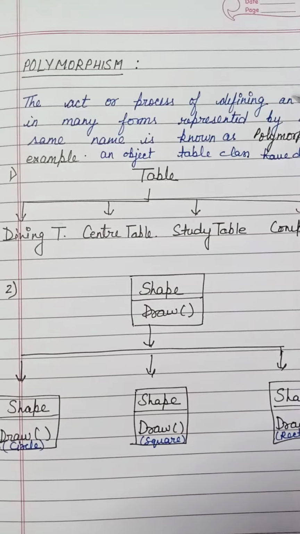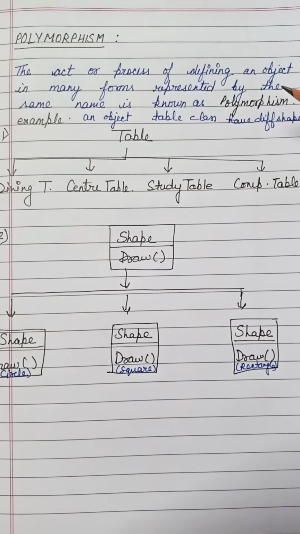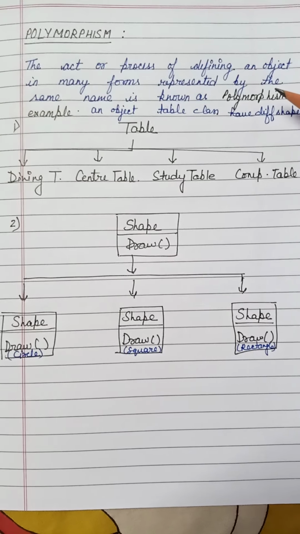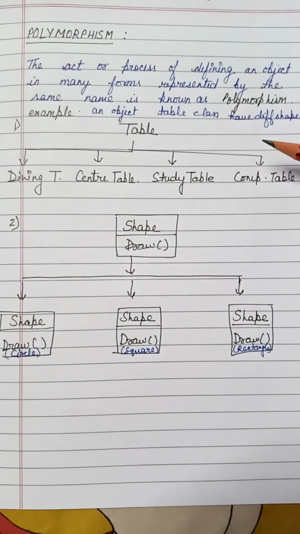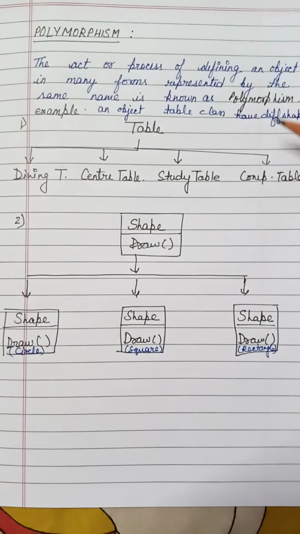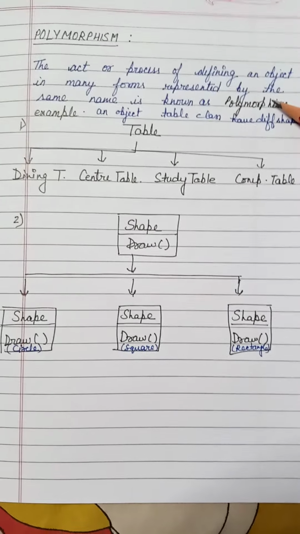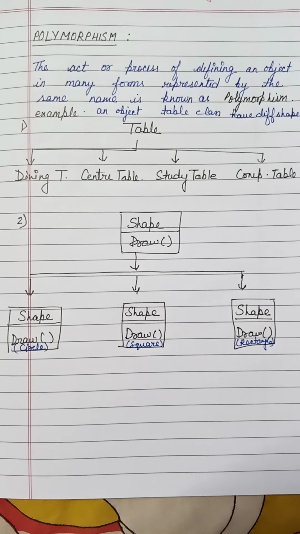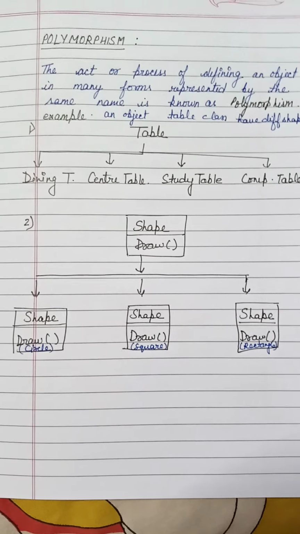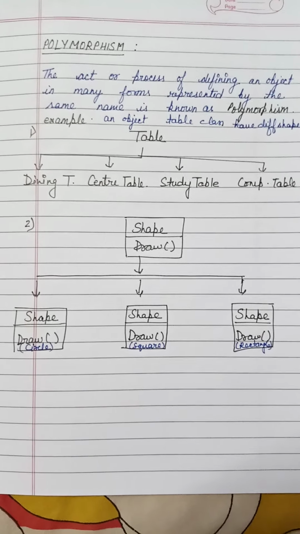Now come to the fourth concept, polymorphism. The act or process of defining an object in many forms represented by the same name is known as polymorphism. Polymorph means many forms. The name will be the same, but the act or process of defining an object will be in many forms, will be different. The name will be the same.